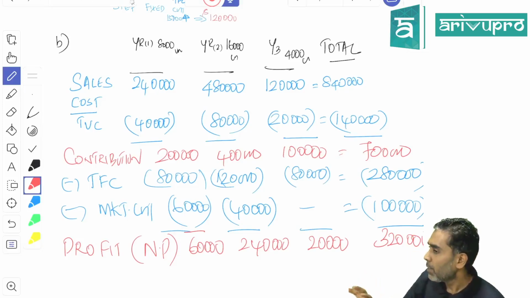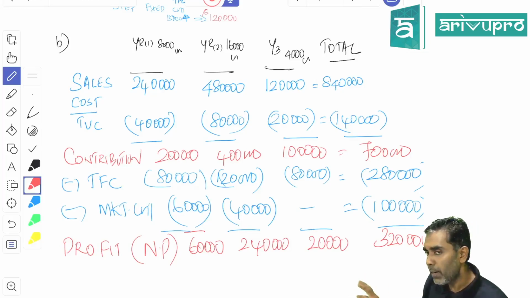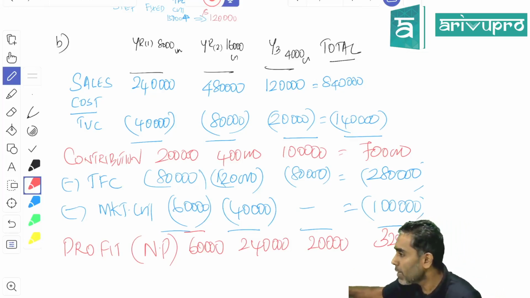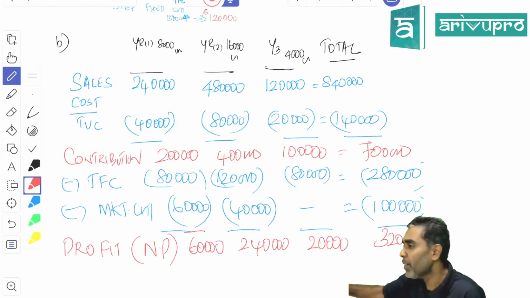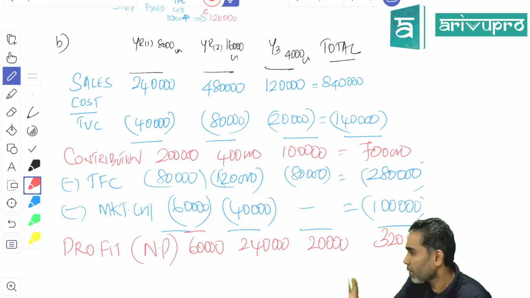Excuse me. Did I calculate the traditional method of profit calculation now? So the life cycle costing profit. This is what I have shown as the traditional method of what? Profit calculation. Not the life cycle costing.